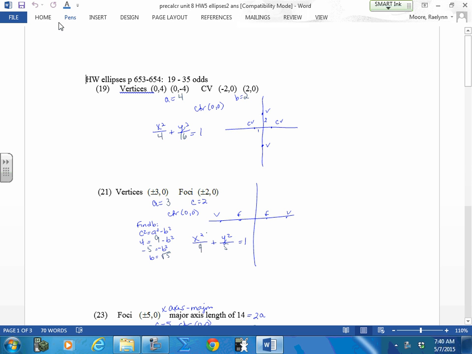Questions on setting these up? I know we did a couple of them yesterday, but for those of you that weren't here, any questions? You want to make sure that you get the major axis that has the vertices. If your major axis is your y, then that larger number, the a squared, goes under the y. If your major axis is your x, then that a squared is going under the x.